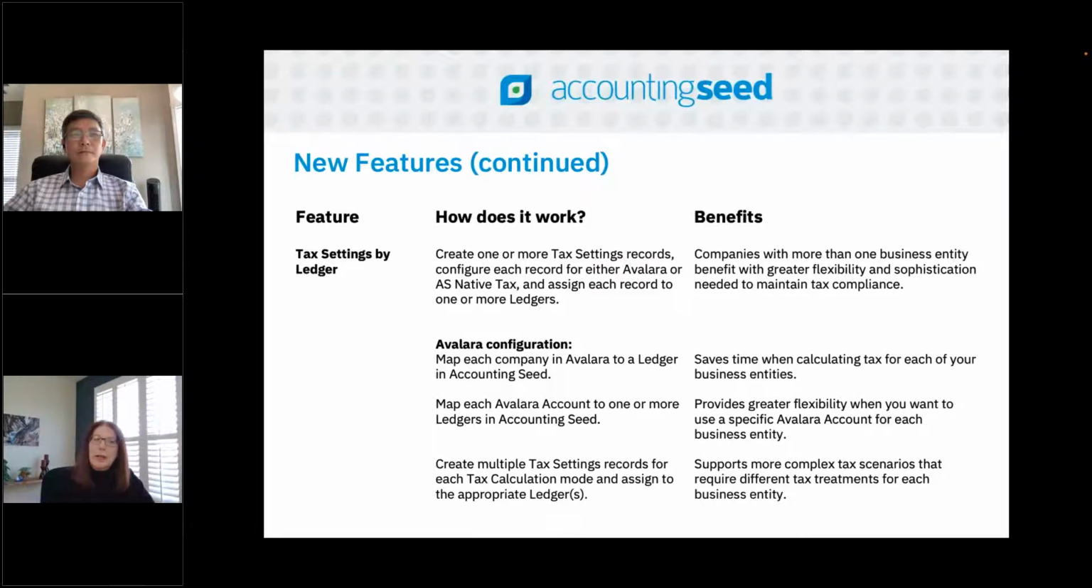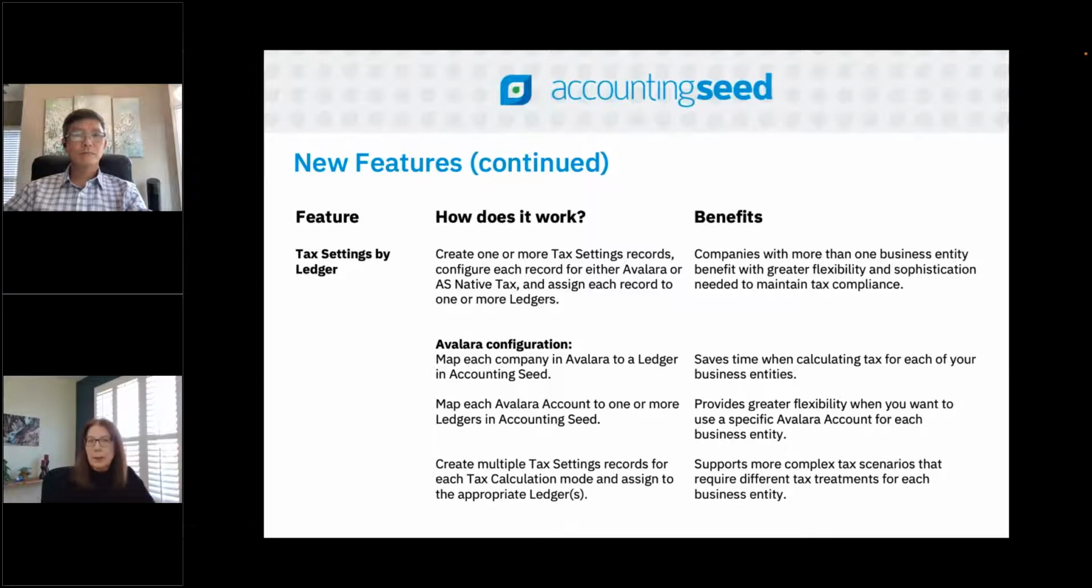Okay, so in our latest release, we went a few steps further to allow you to configure tax at the ledger level, giving you the ability to configure, for example, multiple Avalara accounts, which we understand some of you have. I don't know how many, but you can imagine a business acquiring another business. You have two separate Avalara accounts. You want to continue using them.